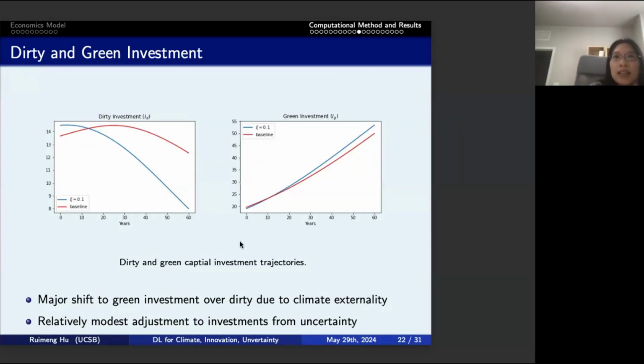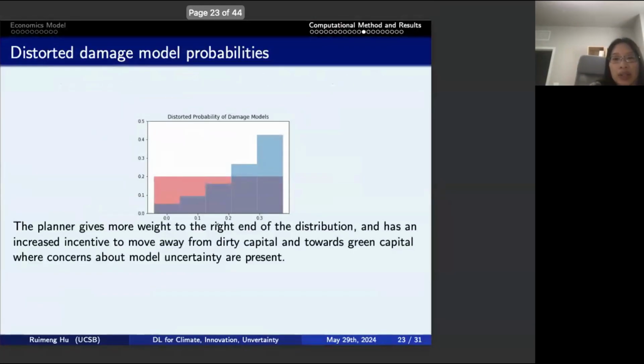Okay. And then the next plots can help to explain why the planner responds the way they do. So here we have the plot of the distorted probability of the damage models. Remember that at the beginning, we assume a priori pi for a different scenario of gamma, and this corresponds to the red plots, and then the posterior ones are obtained after we solve the G function, and they are plotted in the blue shaded histogram.